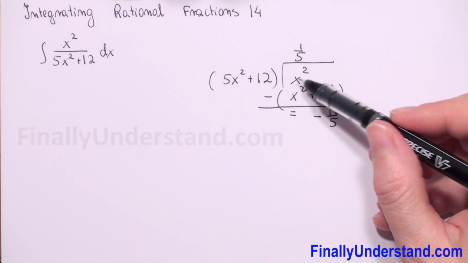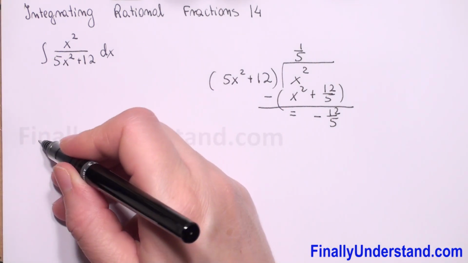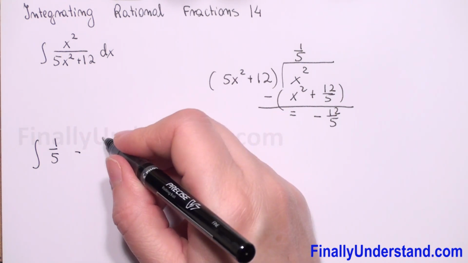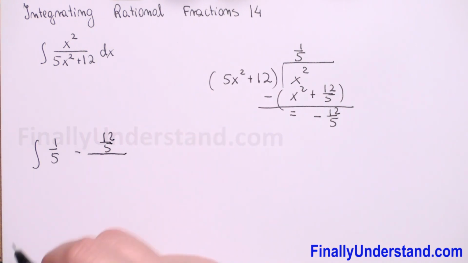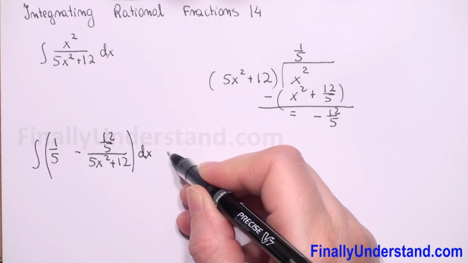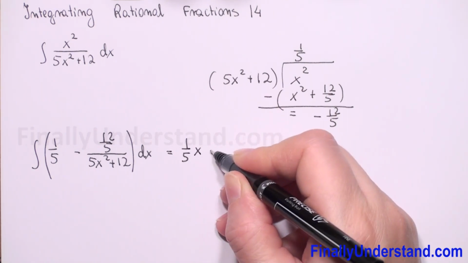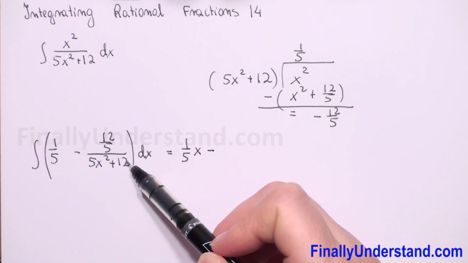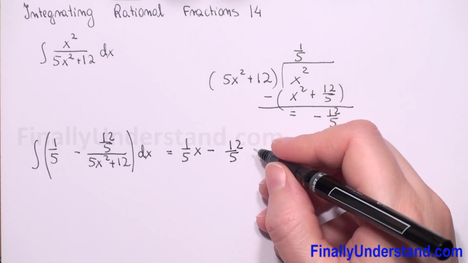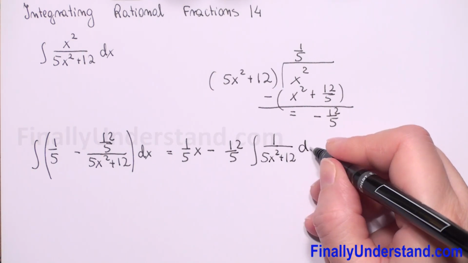Because we cannot divide negative 12 over 5 by the denominator any further, we have to rewrite our integral in this form. We get 1 over 5, and first we put negative 12 over 5 over 5x squared plus 12 with dx. So this is equal to the integral of 1 over 5, which is 1 over 5x, minus the integral of this whole expression, which we now have to calculate. We can take the constant before the integral, so we will have 12 over 5 times the integral of 1 over 5x squared plus 12 with respect to x.